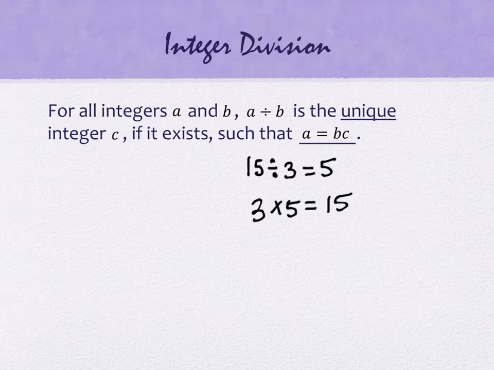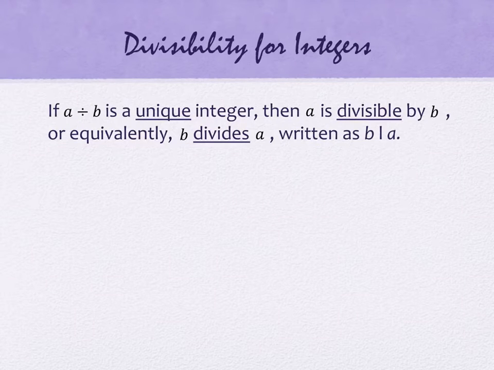We have the same kind of idea when we work with integers. So we can talk about divisibility for integers. So if a divided by b is a unique integer, then a is divisible by b, or equivalently b divides a. And we see that same notation we saw back in chapter 4. You've got the b, you've got that vertical bar, which is read as divides a. And it means it is a divisor for it, evenly goes into those kinds of descriptions.